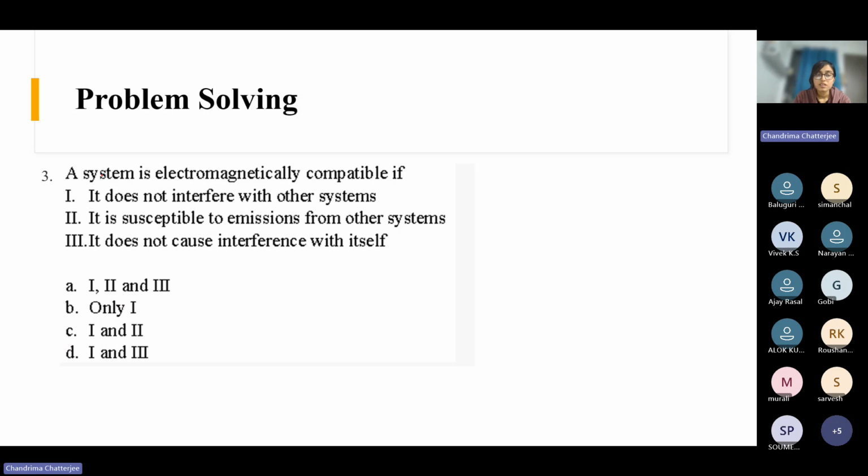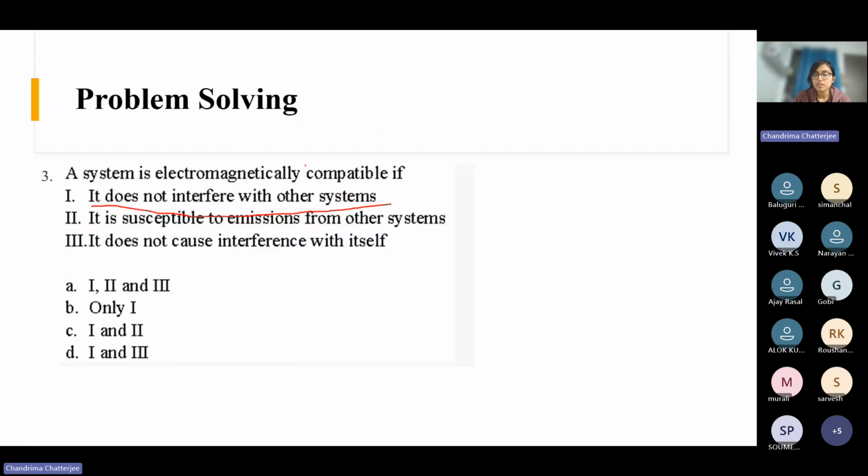Then the third question. A system is electromagnetically compatible if it does not interfere with other systems, it is not susceptible to emissions from other systems, and it does not cause interference with itself. Obviously, the first one, it does not interfere with other systems. One of the fundamental clauses of electromagnetic compatibility is that it must not interfere with other systems, and even if it interferes, the interference should be below a limit.